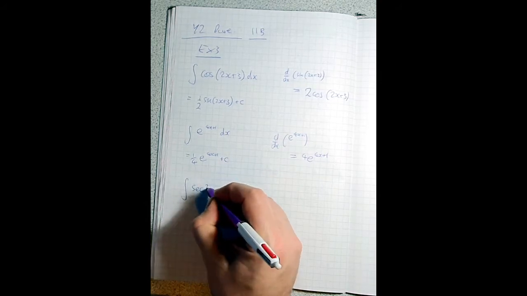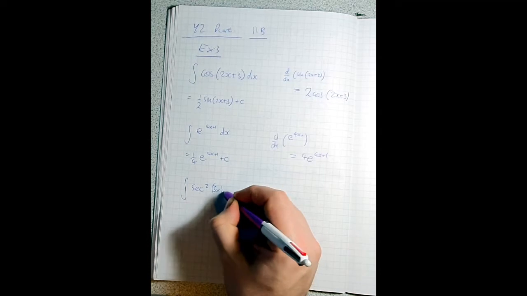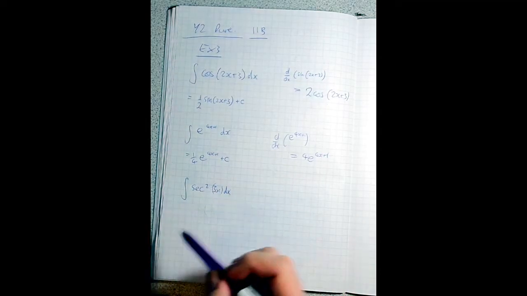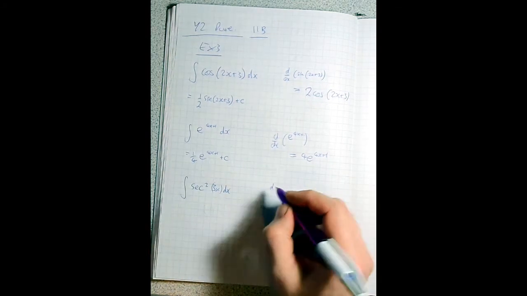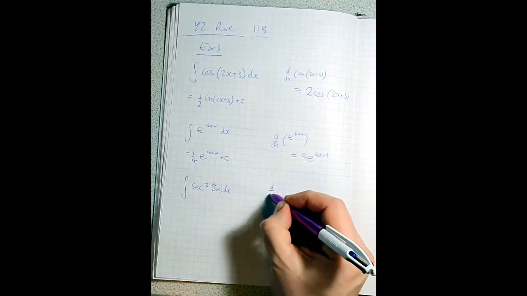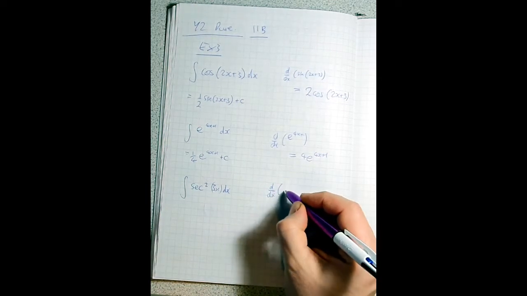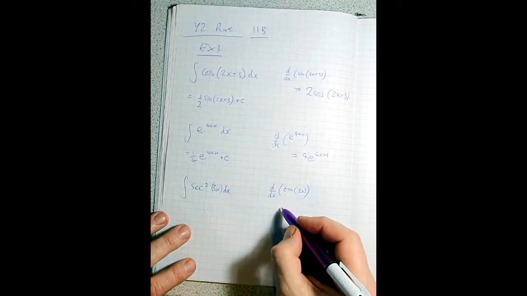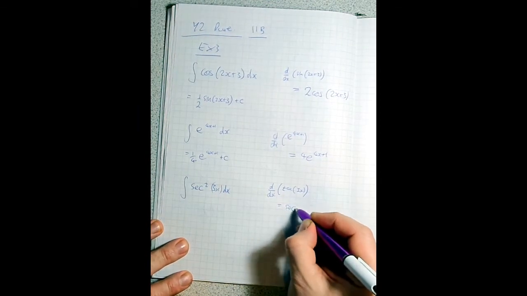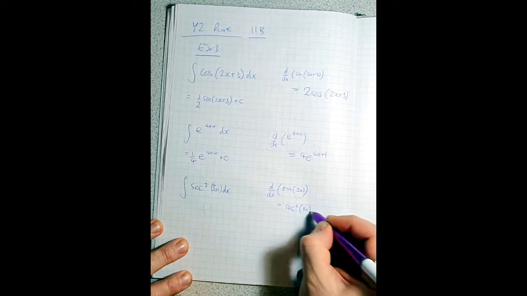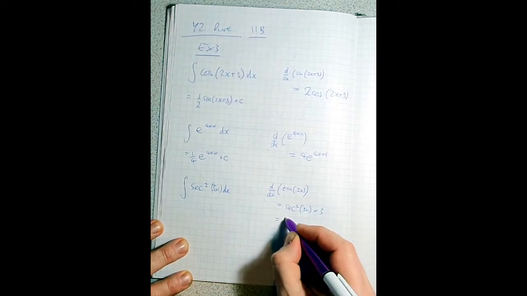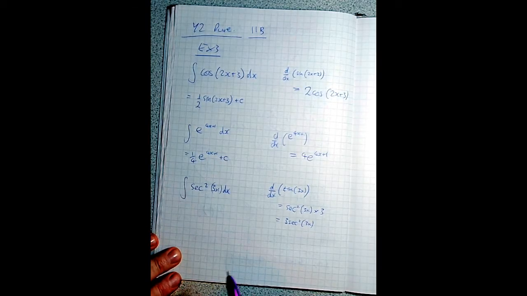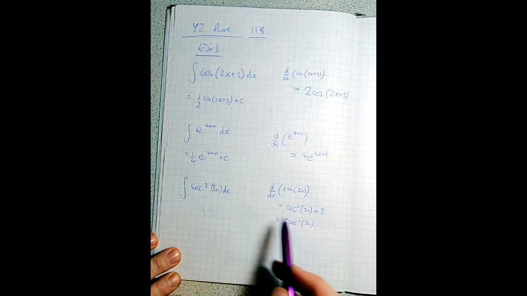Sec squared 3x dx. Well, looking at the standard results that I'm given in the formula booklet, I know that sec squared is the derivative of tan. So I'm going to attempt to differentiate tan 3x. Chain rule again, tan goes to sec squared, differentiate the whole thing and multiply by the derivative of the bracket. So that's 3 sec squared 3x. Again, I can fix it with a constant.